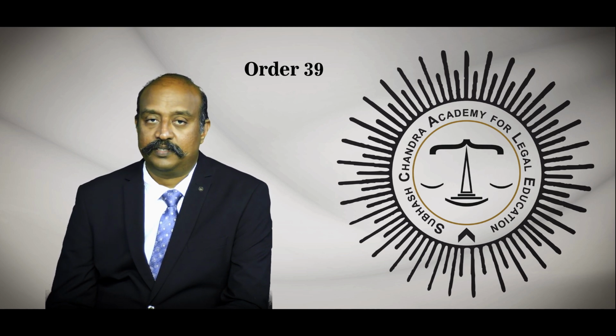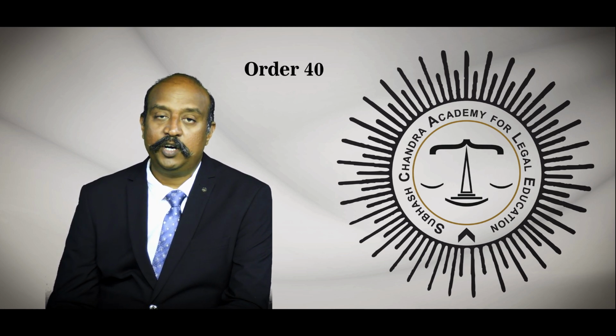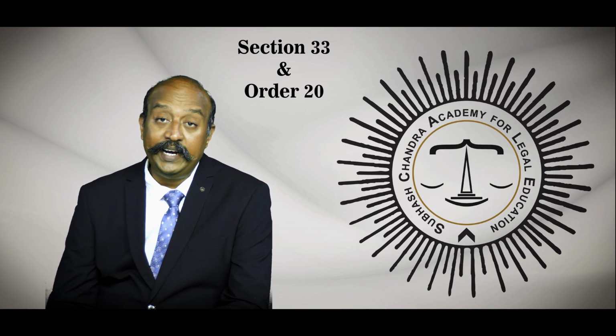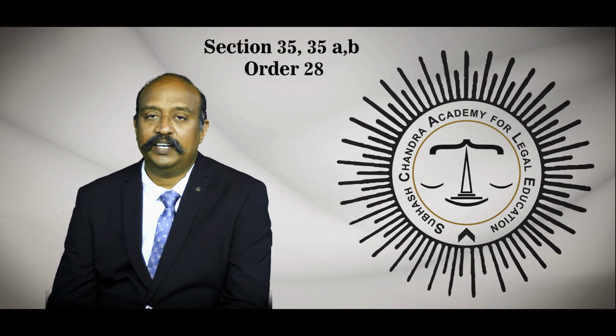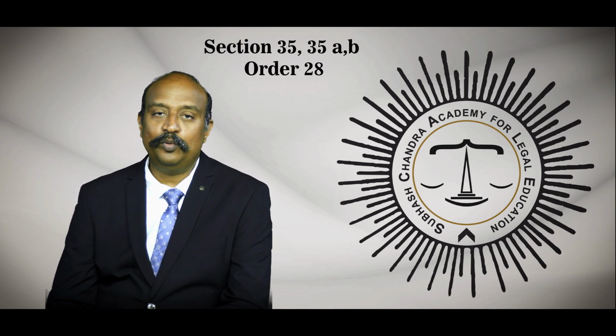Order 39 lays down the procedure for issuing temporary injunction and passing interlocutory orders. Order 40 deals with appointment of receivers. Order 25 provides for security of costs. Order 23 deals with withdrawal and compromise of suits. Order 22 declares the effect of death, marriage or insolvency of the party to the suit. Section 33 and Order 20 deal with judgment and decrees. Section 34 makes provisions for interest. Sections 35, 35A, 35B and Order 28 deal with costs.